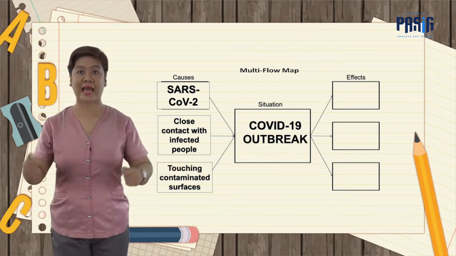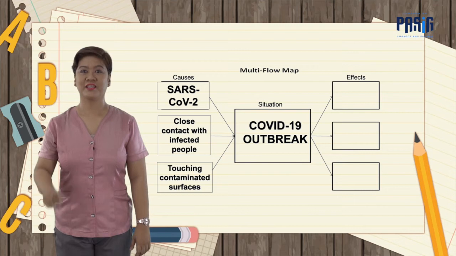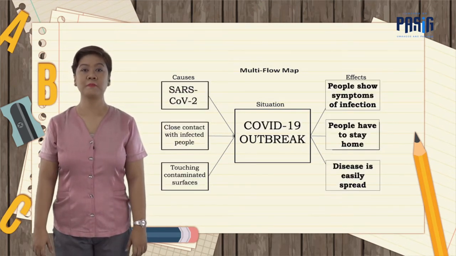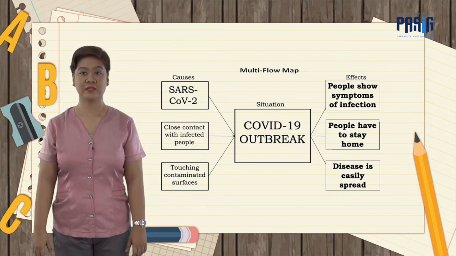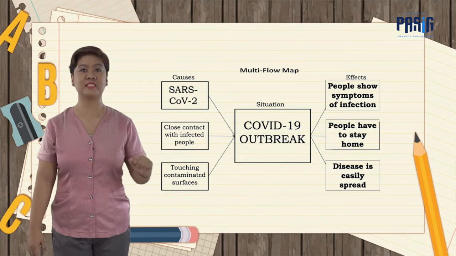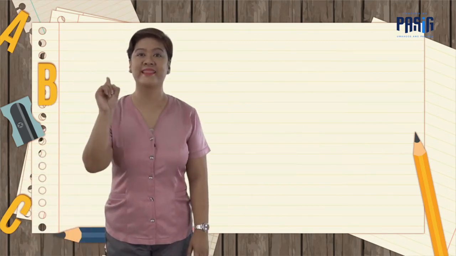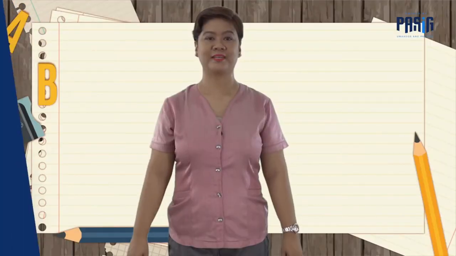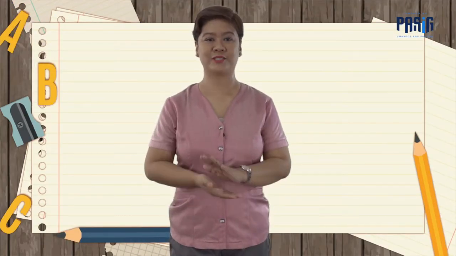What are the effects of the outbreak to us? These are the correct answers. The effects are, people show symptoms of infection, people have to stay home, and disease is easily spread. And that is how you're supposed to answer a multi-flow map. Let's have the next passage.